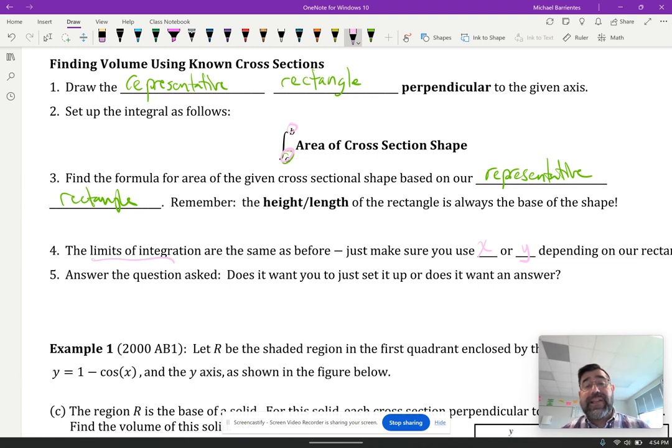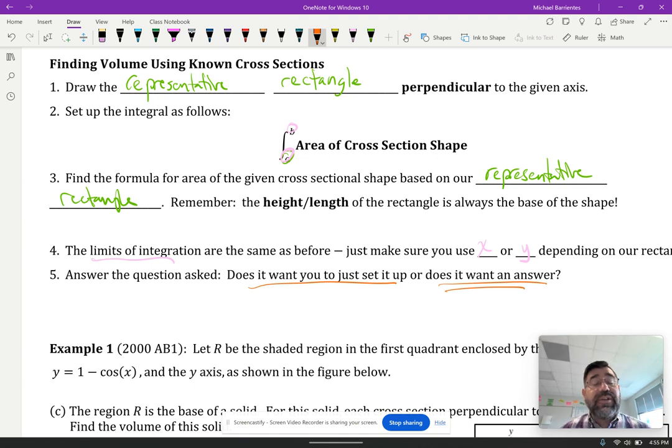And then finally, and this might seem silly, but is it asking you to just set it up, or does it want an answer? Because you're going to find that a lot of times, because this is a timed test, they really don't want you to spend the time finding the answer. They just want you to set it up. And if you set it up correctly, bam, you just earn some points right off the bat.